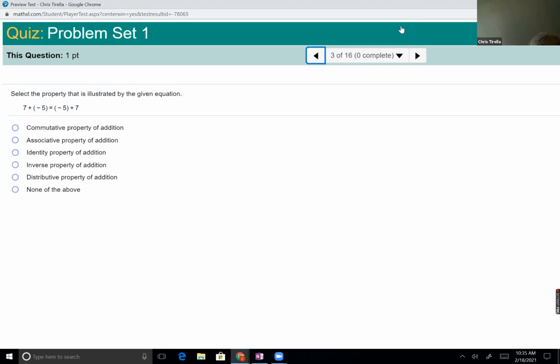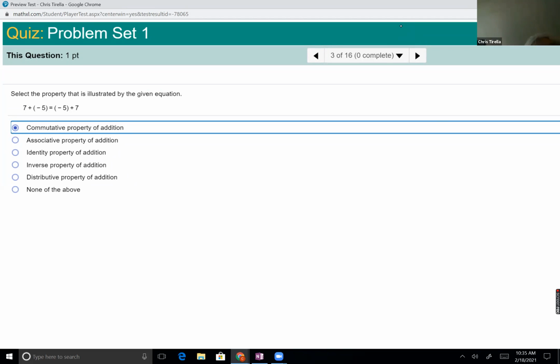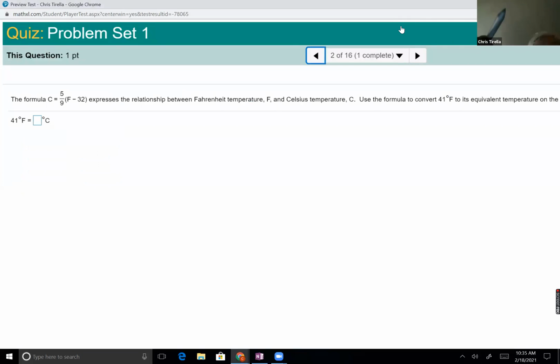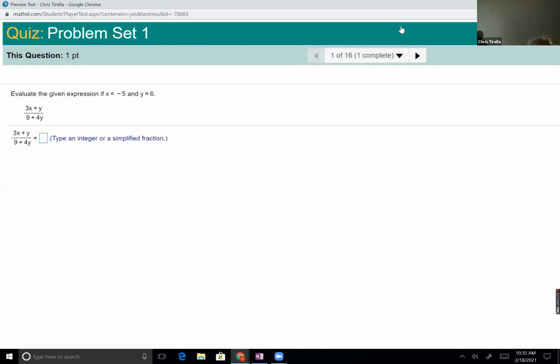What's going on here? It's addition, and I'm changing order. So I believe that's the commutative property of addition. Next one. I think we already looked at substituting the 41 in for the F. Is everybody okay with this one? Yeah, I'm comfortable with that. And then next one is just substituting to evaluate. Is everybody all right with that? Yeah, I'm okay with that.